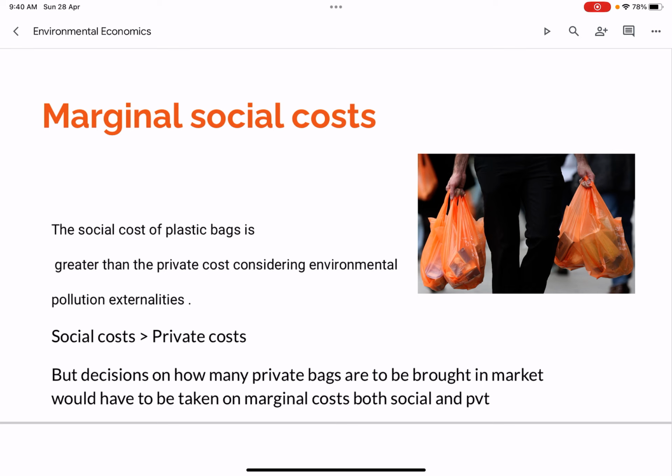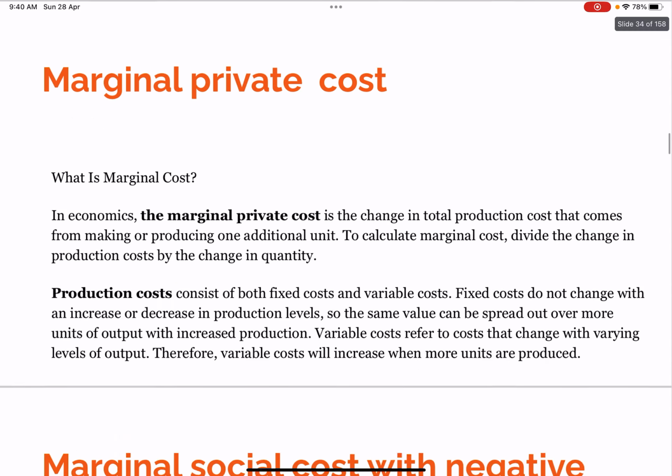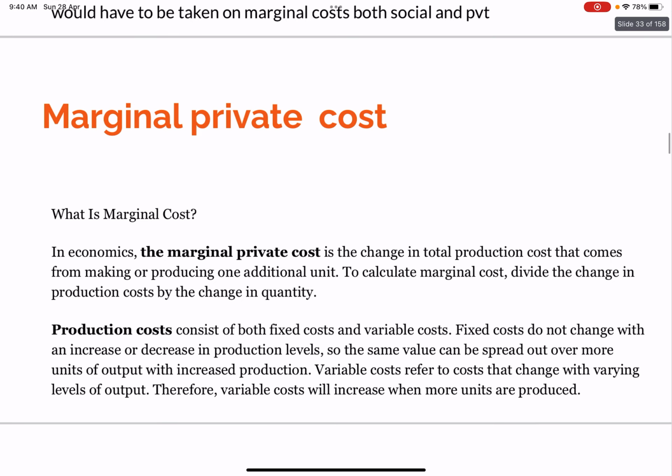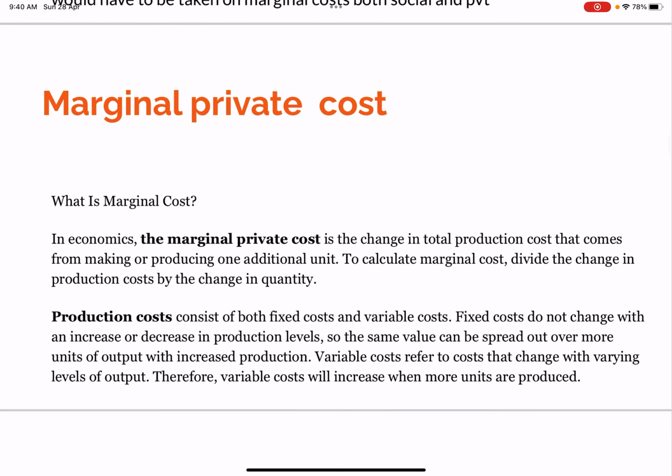So for that, we need to consider not the total private costs or the total social costs, but the decision has to be taken on the basis of what is known as the marginal cost. So what is marginal cost? Marginal cost is basically additional cost, a cost of producing an additional unit.